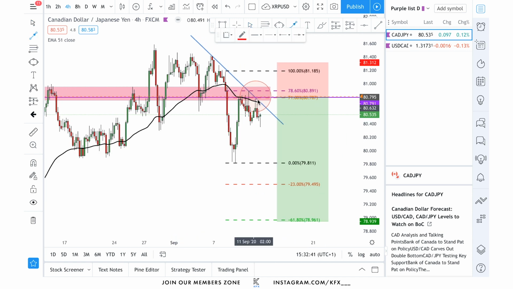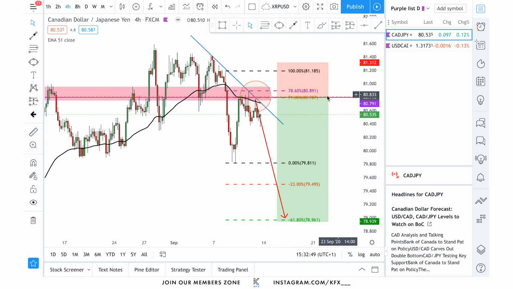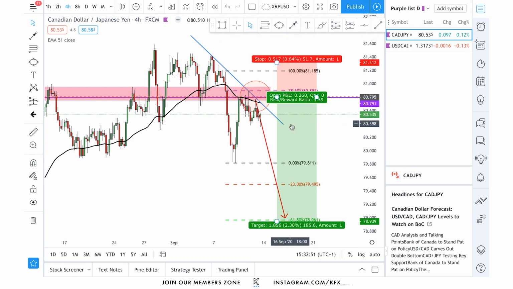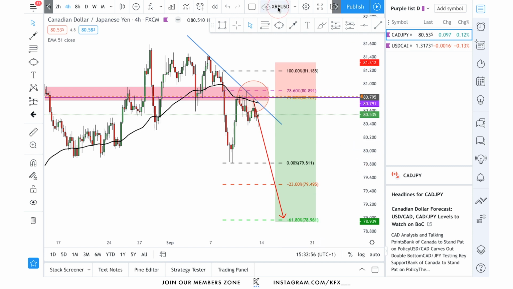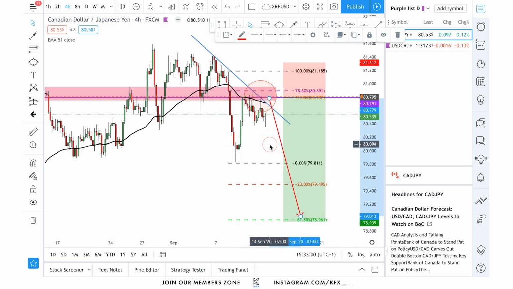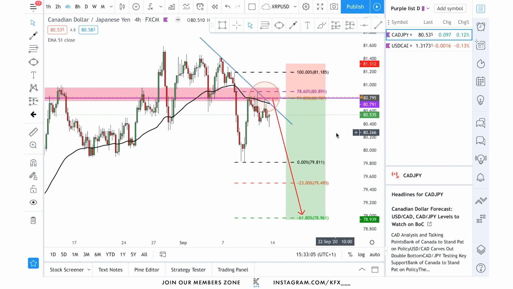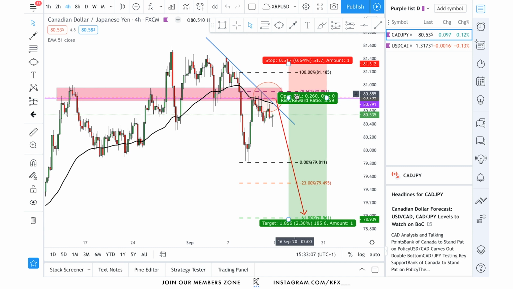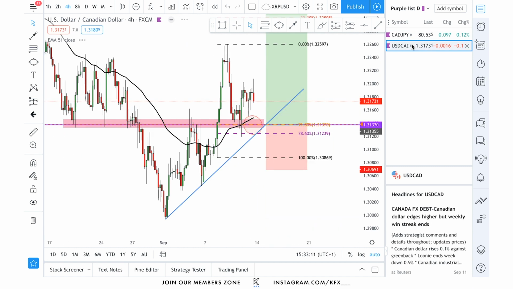Basically my bias right now is that this is going to have a sell off to the downside, and our stops are just above 100% to give it enough room to breathe. So it's a 50 pip stop loss for a 185 pip gain, and that is a 3.5, 3.6 ratio. So if you're risking 1% per trade, you'll be gaining 3.6% of your account. So it's pretty decent. So that's CADJPY, and the next, obviously, we've got USDCAD.